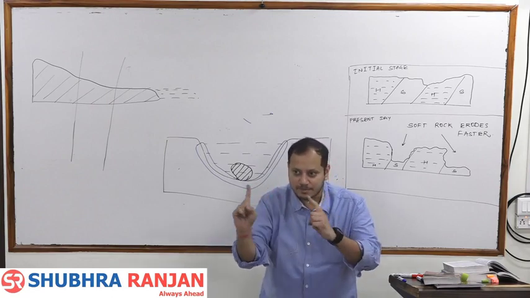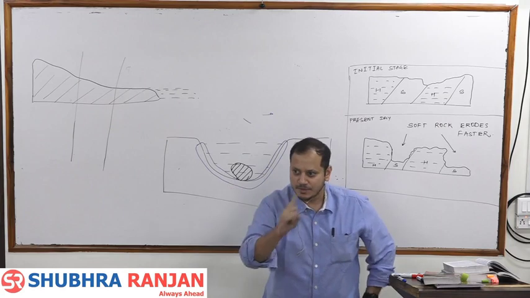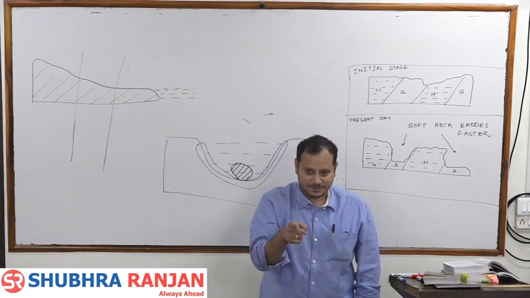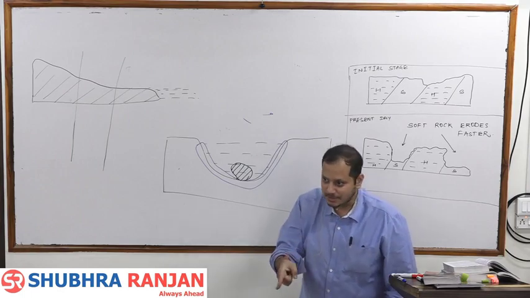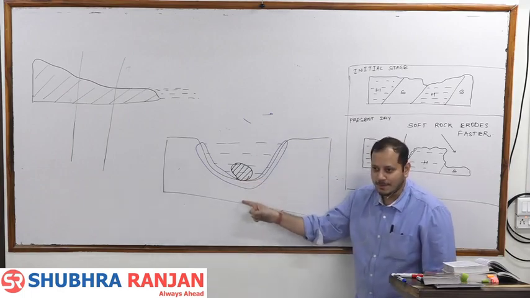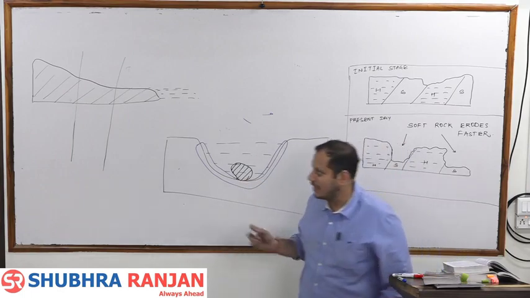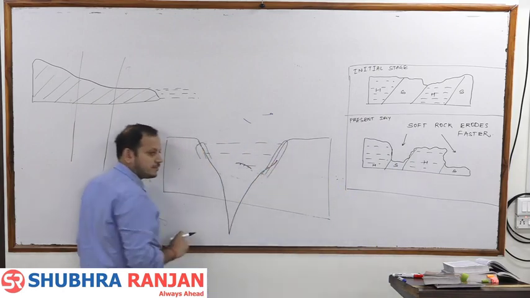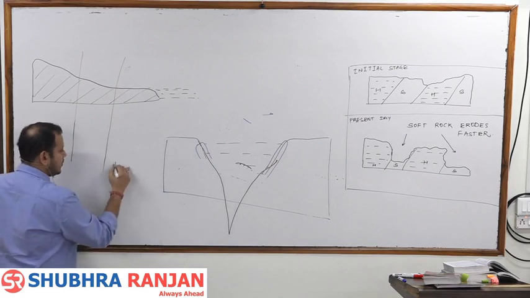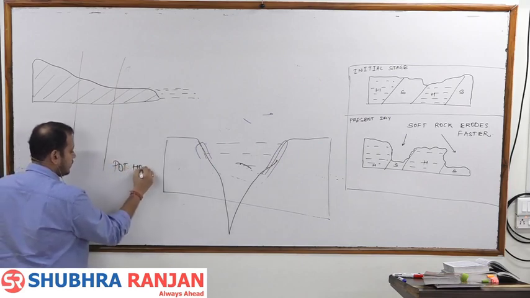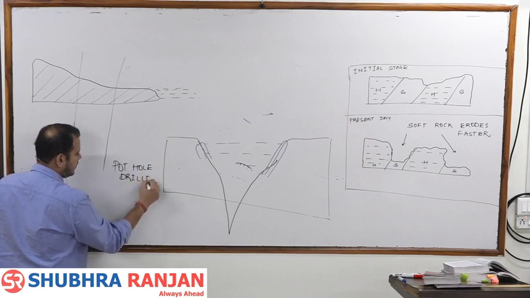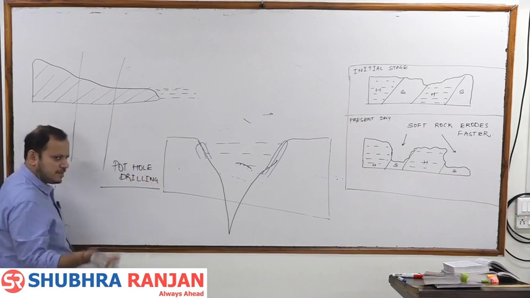But what will happen? It will rotate. It will move in a circular manner, just like a drilling machine. Getting it? And what does the drilling machine do? It will start making a hole. And because of making holes, this valley will ultimately become a very V-shaped valley. This process, you don't have to know the process, you just have to know the name, is known as pothole drilling. This is even in GS.